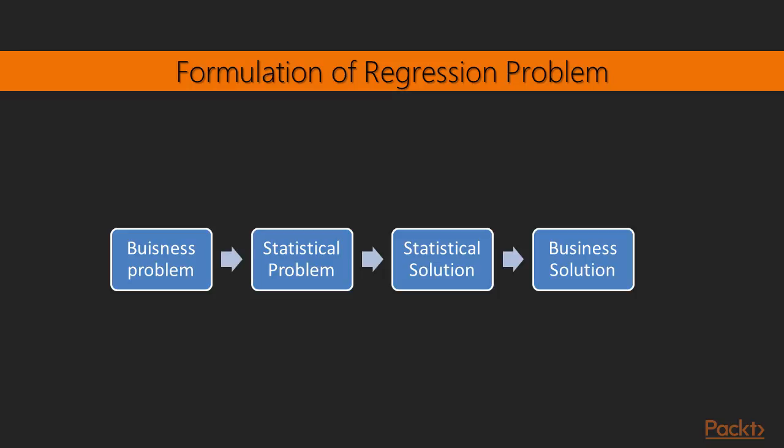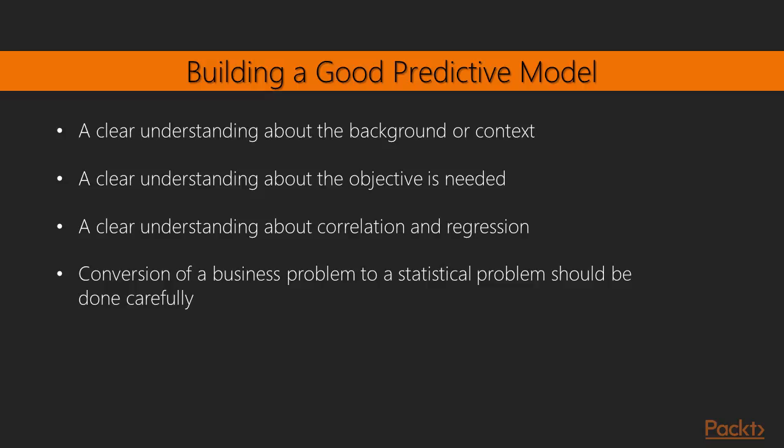The formulation of a regression problem is very essential in creating a good regression-based predictive model. A typical approach in building a good predictive model follows a process of converting a business problem to a statistical problem, then converting the statistical problem to a statistical solution, and finally converting the statistical solution to a business solution. Here are the steps required to build a good predictive model using regression-based methods.